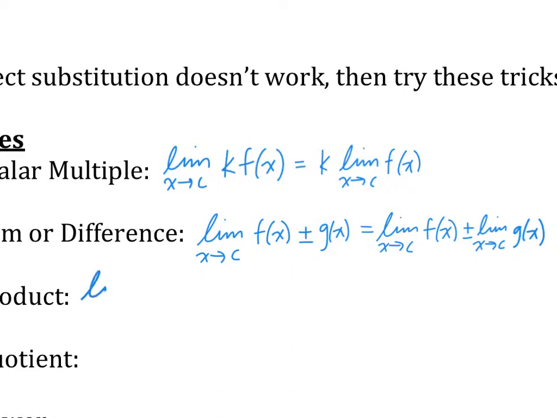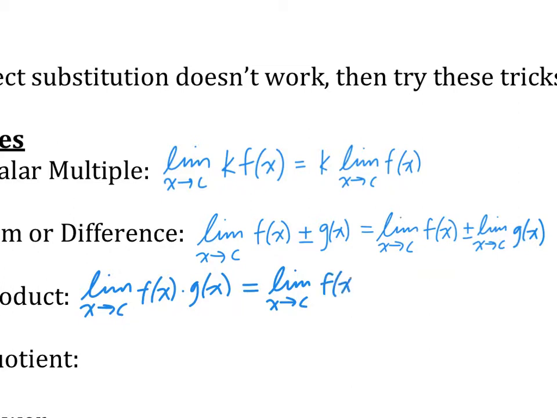Next one, product. If you have the limit as x goes to c of f of x times g of x, and you cannot figure that out, you don't know what it is, you can split it. It's the limit as x goes to c of f of x times the limit as x goes to c of g of x.